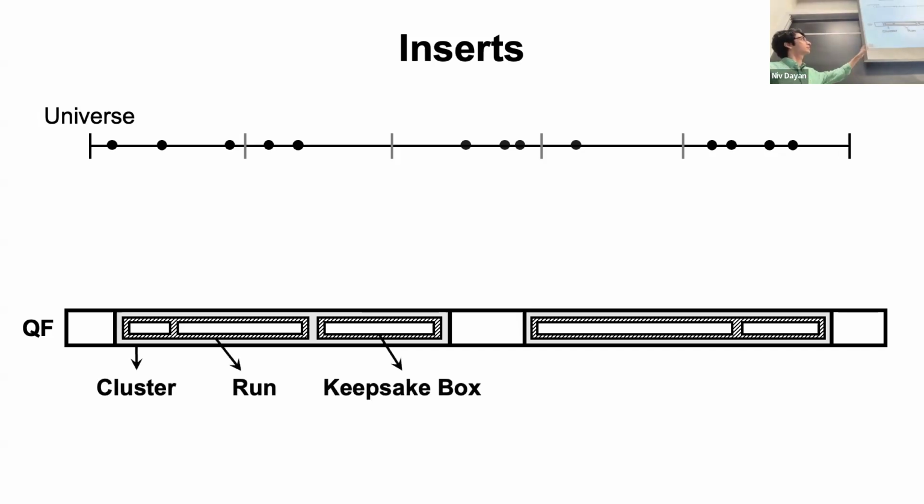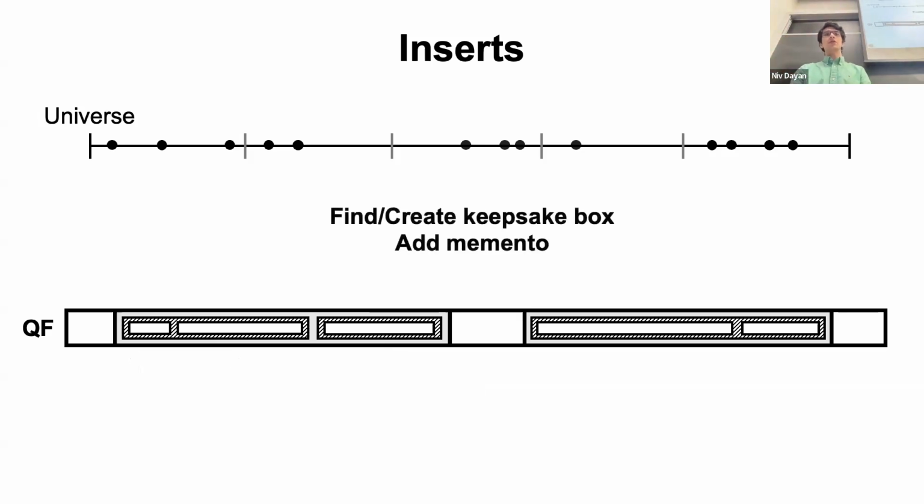The big boxes represent clusters. The hatched boxes in those big boxes are going to be runs. And the white boxes inside of those hatched boxes are going to be your keepsake boxes. So when you get an insert, the idea is you just find the keepsake box that has a matching fingerprint in its corresponding run, or if there isn't any, you create one, and you add the memento of that new key to it.